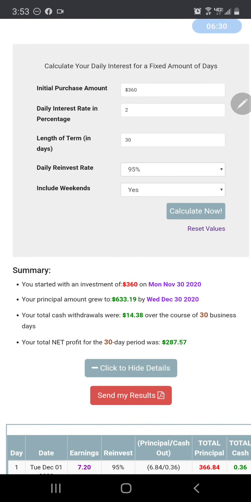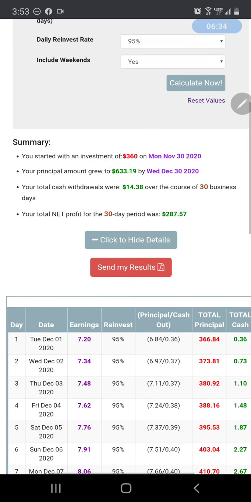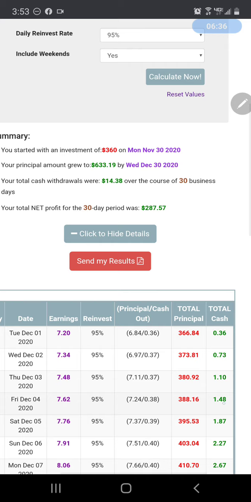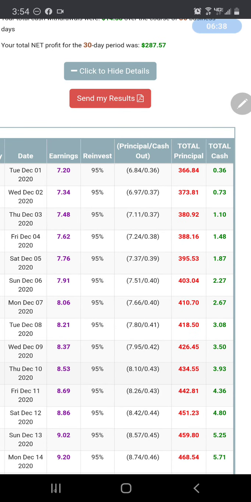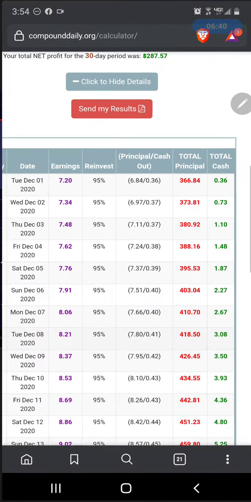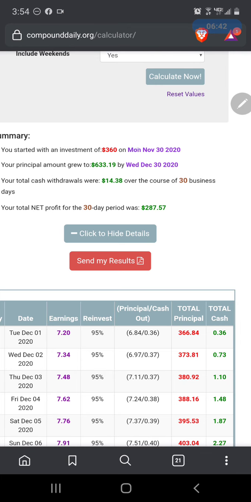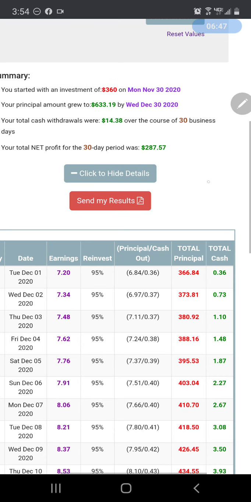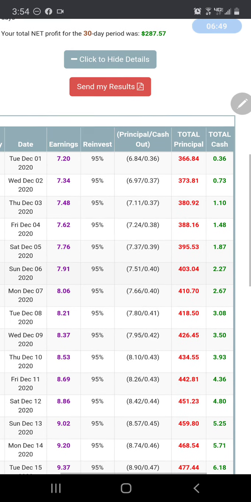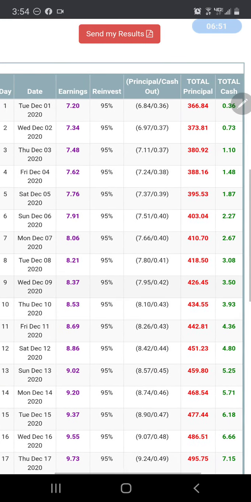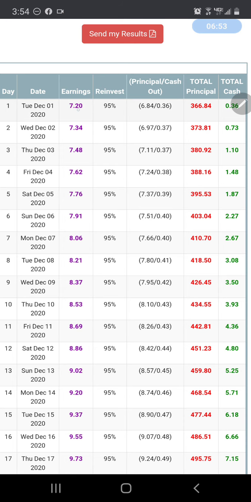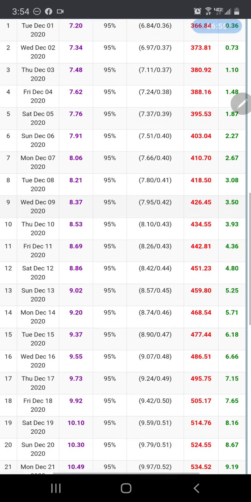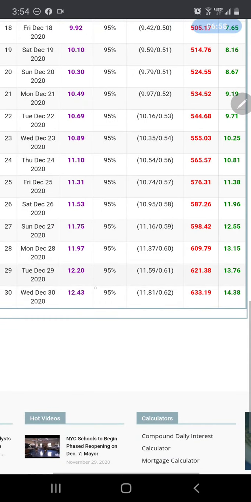All right, so we should actually net profit 287 if the interest rates stay the same throughout the entire month, which they may not. We're looking at coming back with, it's not nearly double. I'd say about 60-70% return on the monies, which is pretty good. So you can see right here, we're starting off with about $7 a day, going all the way up to $8, 9, 10, 12, just keep reinvesting.